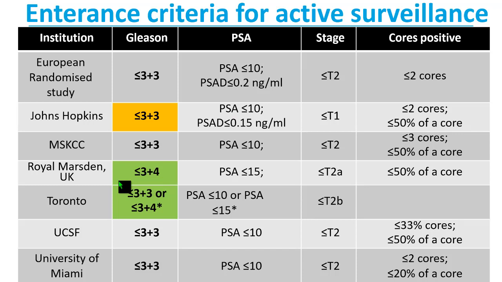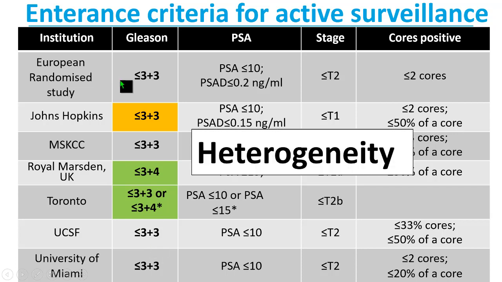This is a nice table with an overview of the several groups globally. If you look at the entrance criteria for active surveillance, it's an interesting table. PRIAS, the European randomized study, Gleason 6 or lower; Hopkins, Gleason 6 or lower; MSKCC, 6, or a Gleason 7 or lower with no dominant or predominant 4; Toronto, also 3+4, and the other groups still at Gleason 6. So it's very difficult to compare results between the groups because of the heterogeneity between them.